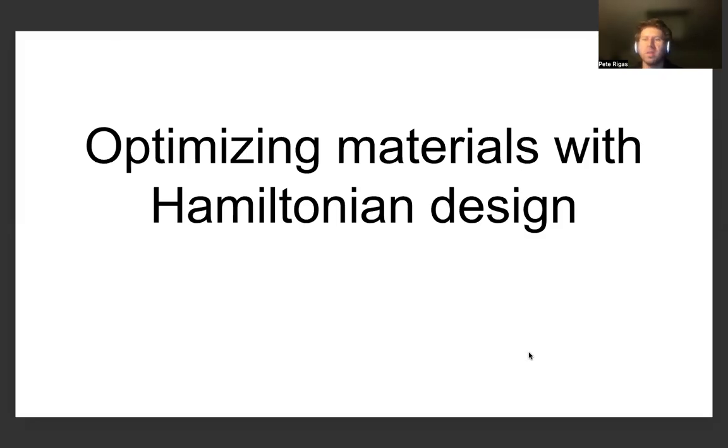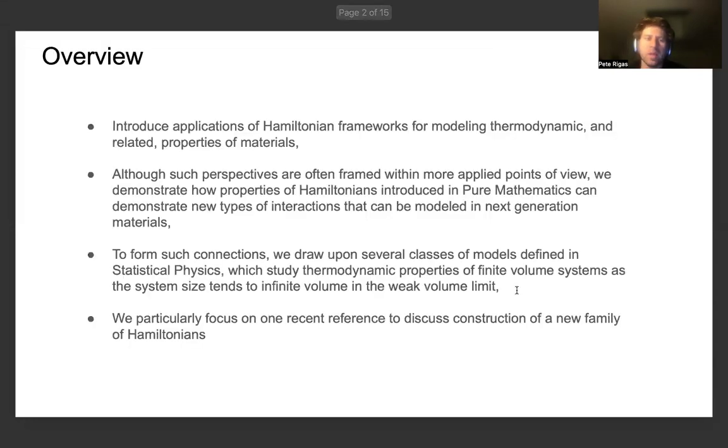The title of this presentation is Optimizing Materials with Hamiltonian Design. To begin with a presentation overview, we'll be introducing some applications of Hamiltonian and Hamiltonian type frameworks for modeling thermodynamic and related properties of materials.